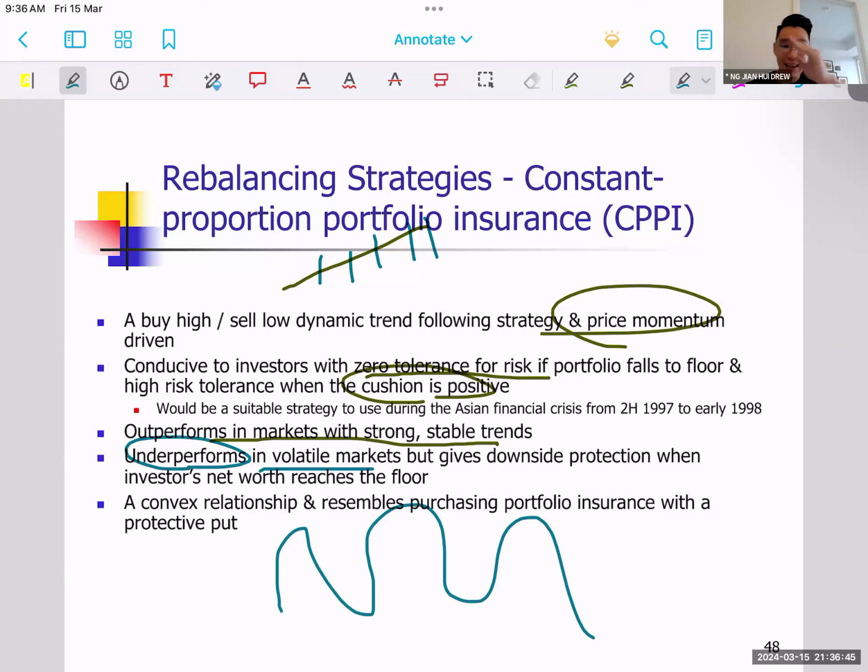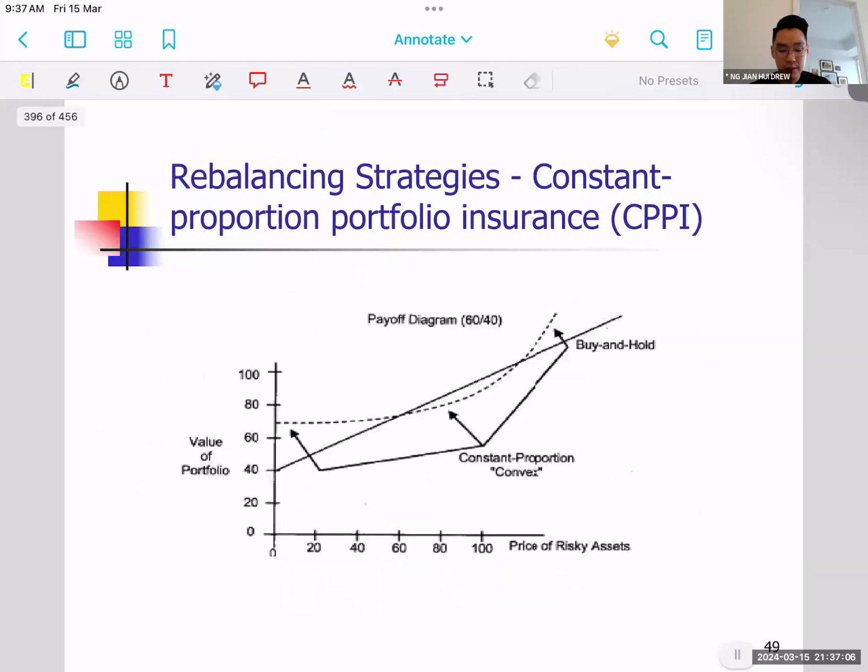And because you keep on buying, it gives you a convex relationship, meaning it goes up like this. Convex, because your portfolio value increases more than your stock value, which is why M is more than one. Because you keep on buying more stocks as it increases. Okay, so it is shown here like this. You keep on going up like that.